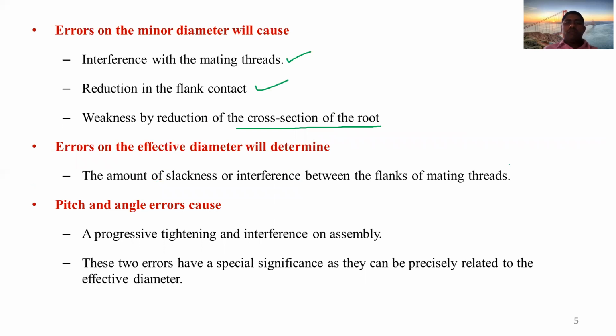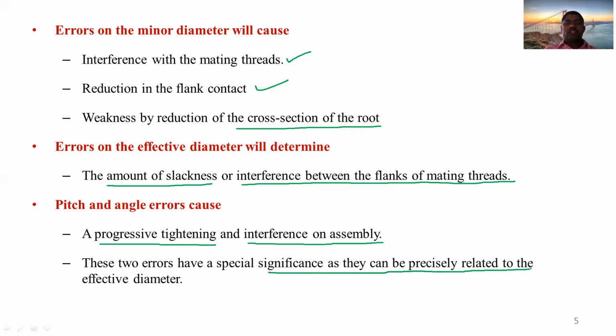And the errors in the effective diameter will determine the amount of slackness or tightness or interference between the flanks of the mating threads. Pitch and angle errors cause a progressive tightening of the assembly and interference on the assembly takes place. So these pitch errors and angle errors have a special significance as they can be precisely related to the effective diameter.